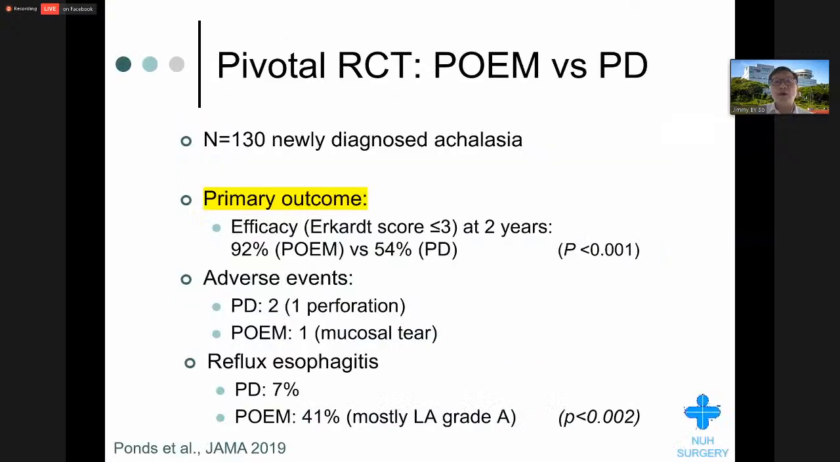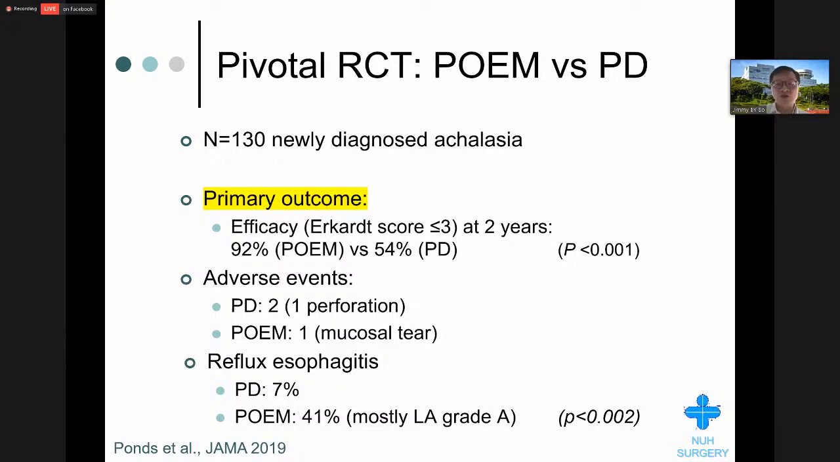Recently, 2 pivotal randomized studies have been published. The first one is a randomized study comparing POEM versus pneumatic dilatation, balloon dilatation, where this study is a multi-center study from Europe and also Hong Kong. They randomized 130 patients newly diagnosed with achalasia into either POEM or balloon dilatation. The primary outcome of this study is efficacy at 2 years. As you can see, POEM has an efficacy of 92%, which is significantly better than pneumatic dilation at 54%.